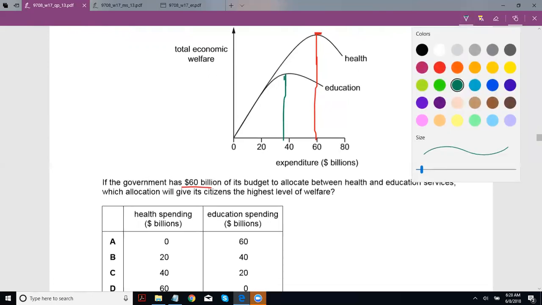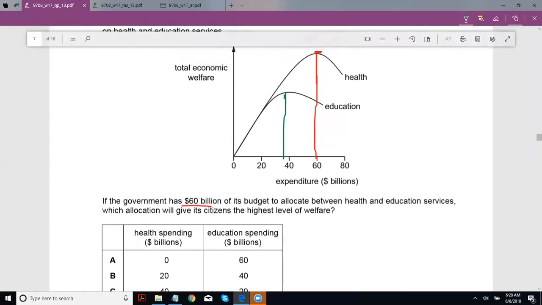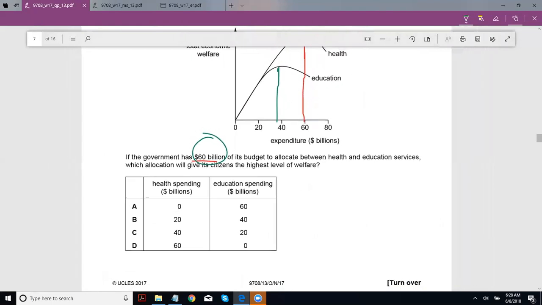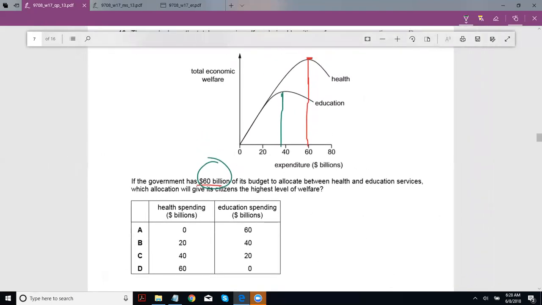And the idea here is you don't want to spend more than, I don't know, 35, 38-ish on education, and you don't want to spend more than 60 on healthcare. Well, you can't because the budget is 60, because after that the total economic welfare in fact goes down. So education spending, if you're spending 60 on it, you're at some point here, which doesn't help, because now you've lost out on some welfare, so you're way past the maximum point. So you can, and it was the same with 40, so you can cross out A and B right there.